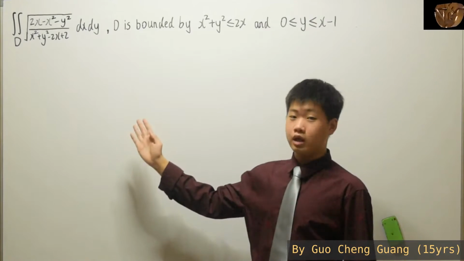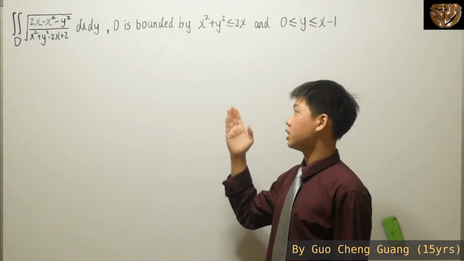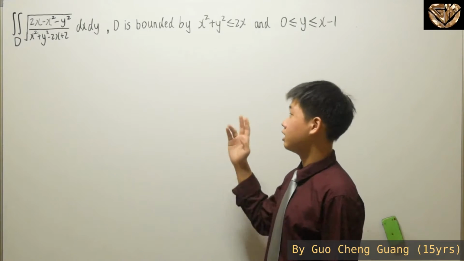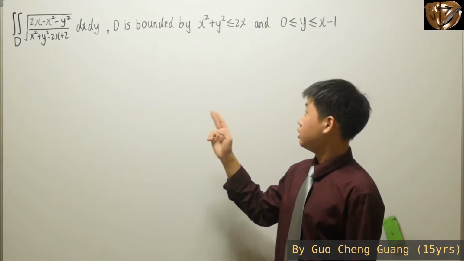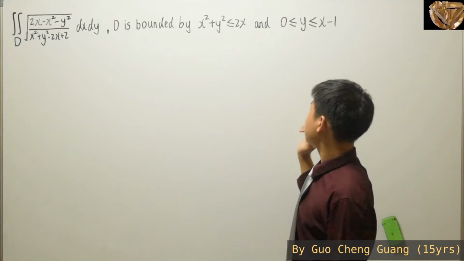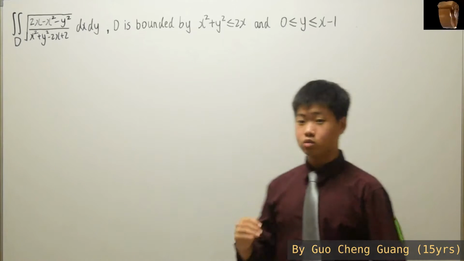At first glance, it is a double integration over the region D of the square root of 2x minus x squared minus y squared, over x squared plus y squared minus 2x plus 2, dx dy, where D is bounded by x squared plus y squared smaller or equal to 2x, and 0 is smaller or equal to y, which is smaller or equal to x minus 1.